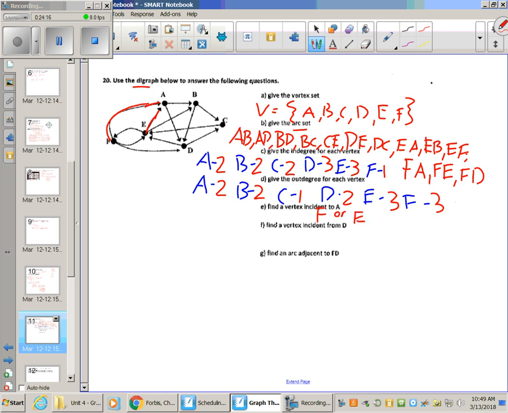F or E. Okay. What about find a vertex incident from D? By that I mean find a vertex that's coming from D. So a vertex that D is pointing to. How about C? How about E?